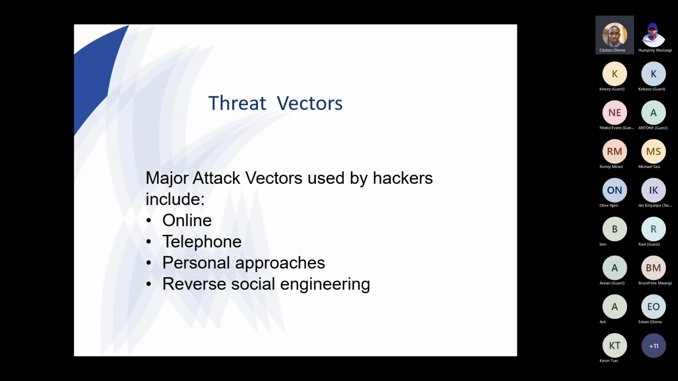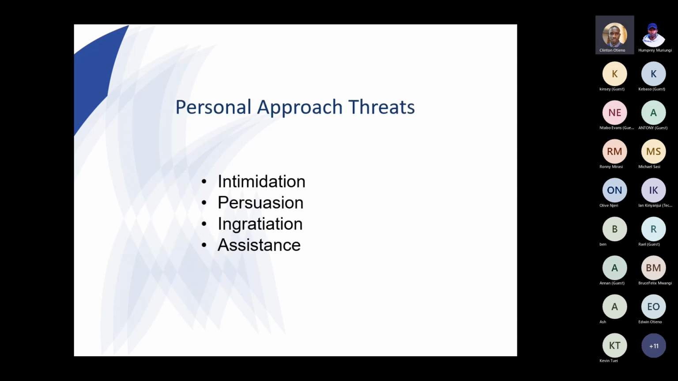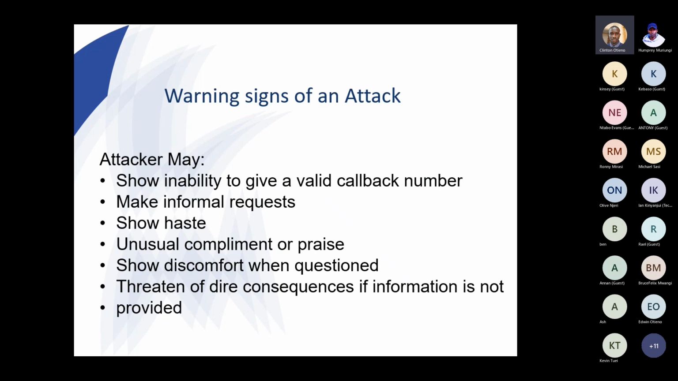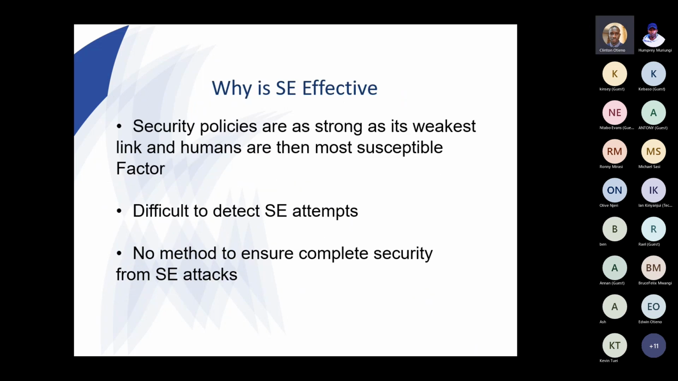Major attack vectors used by hackers include the online telephone, where we have IP phones in different offices. Personal approach threats include intimidation, persuasion, ingratiation, and assistance. Warning signs of an attack are where an attacker may show inability to give a valid callback number, make informal requests, show haste, and give unusual compliments or praise.